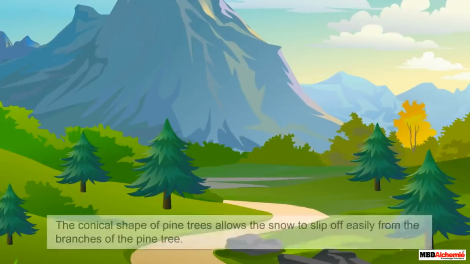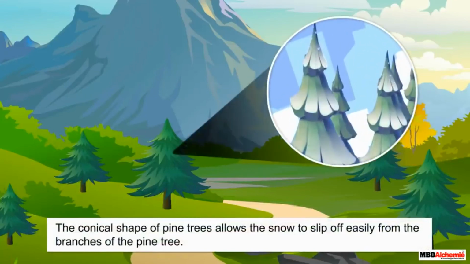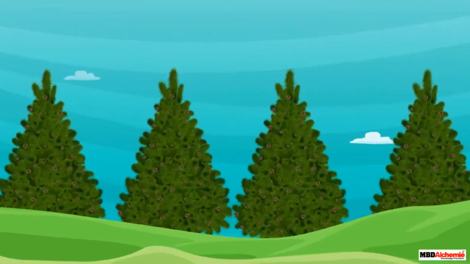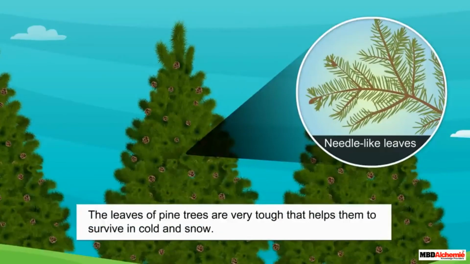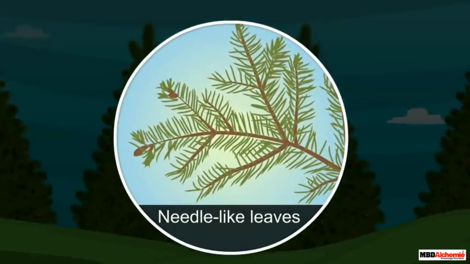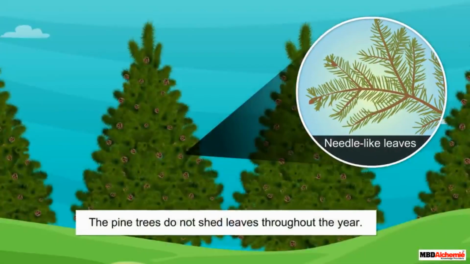During snowfall, the conical shape allows the snow to slip off easily from the branches of a pine tree. The next adaptation is in the leaves of pine trees. Pine trees have needle-like leaves, which are very tough. This helps the leaves to survive in the cold and snow. Look at the leaves. They are so fresh and green even in this extremely cold climate. More interestingly, these trees do not shed leaves throughout the year.